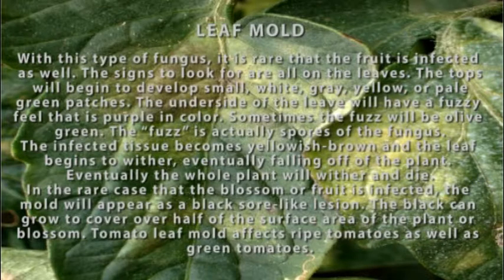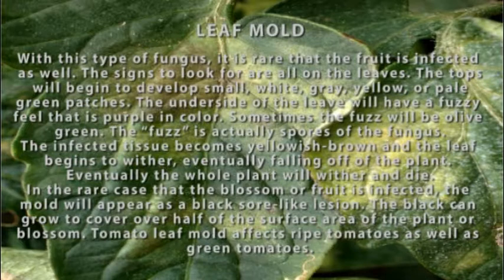The tops will begin to develop small white, gray, yellow, or pale green patches. The underside of the leaf will have a fuzzy feel that is purple in color. Sometimes the fuzz will be olive green. The fuzz is actually spores of the fungus. The infected tissue becomes yellowish-brown and the leaf begins to wither, eventually falling off of the plant. Eventually the whole plant will wither and die.